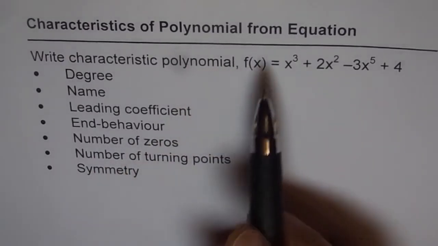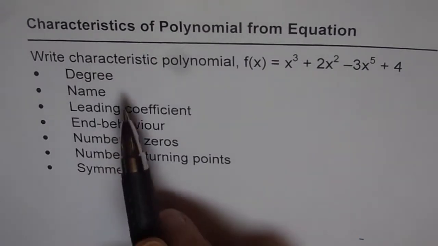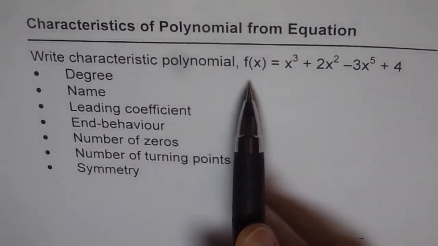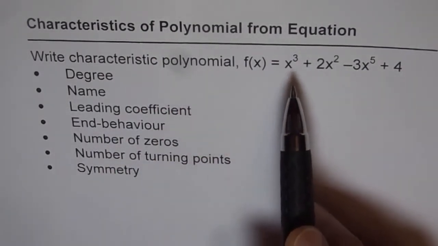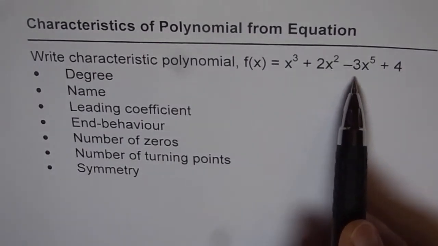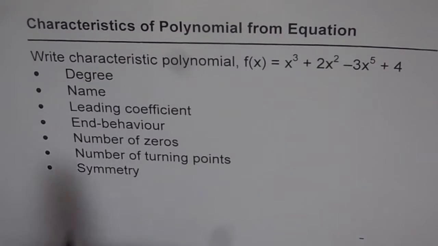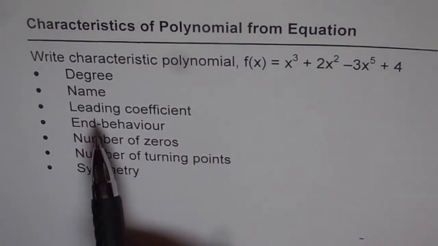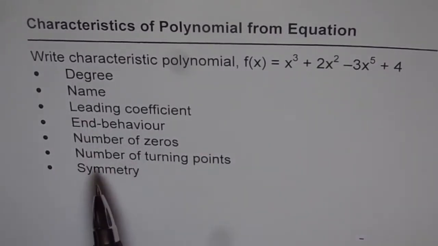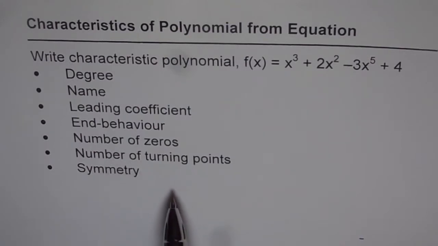Characteristics of polynomial from equation. Write characteristics of polynomial f of x, which is equal to x cubed plus 2x squared minus 3x to the power of 5 plus 4. You have to give degree, name, leading coefficient, end behavior, number of zeros, number of turning points, and symmetry of the given polynomial. Now let me answer this for you.